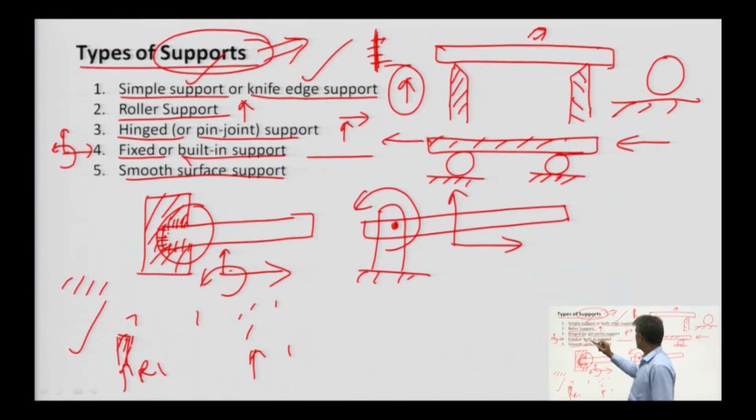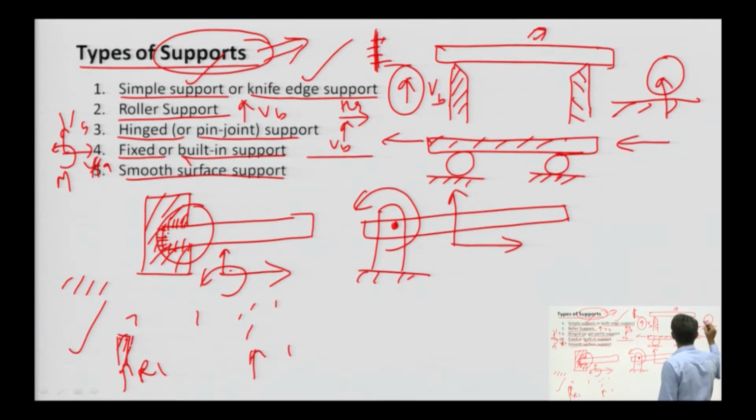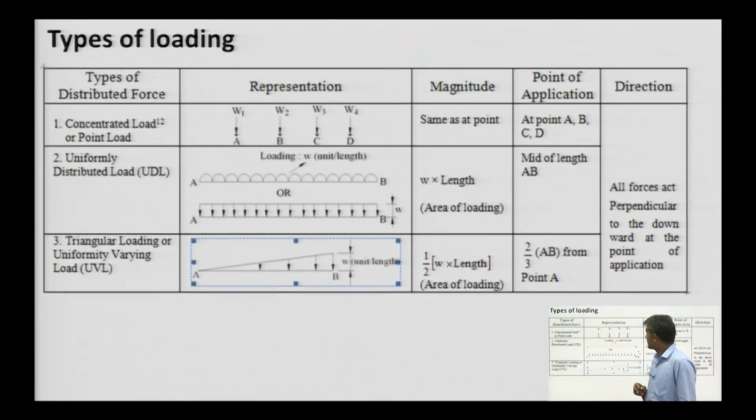Therefore, in all these cases, for simple support, vertical reaction will be here; for hinge, horizontal and vertical reactions here; for fixed, horizontal reaction, vertical reaction and moment will be here. In a smooth surface, vertical reaction will be here, right. Next is loading, types of loading.